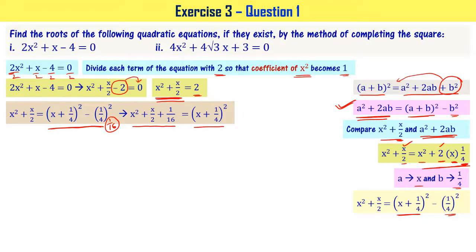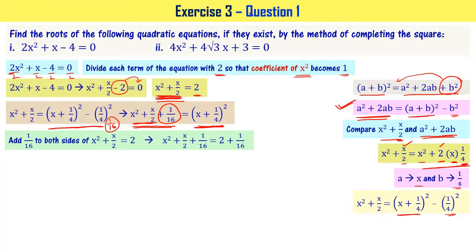Now look at this equation. Compare the left hand side of the equation and the left hand side of this equation. You see x square plus x by 2 is here. Same is here, right? But when you add this plus 1 by 16, this becomes a complete square, (x plus 1 by 4) whole square. Now this tells you that we have to add 1 by 16 to both the sides of this equation, right?